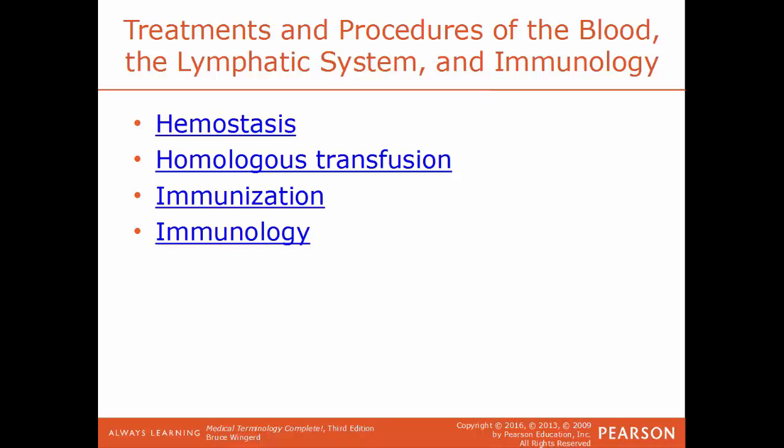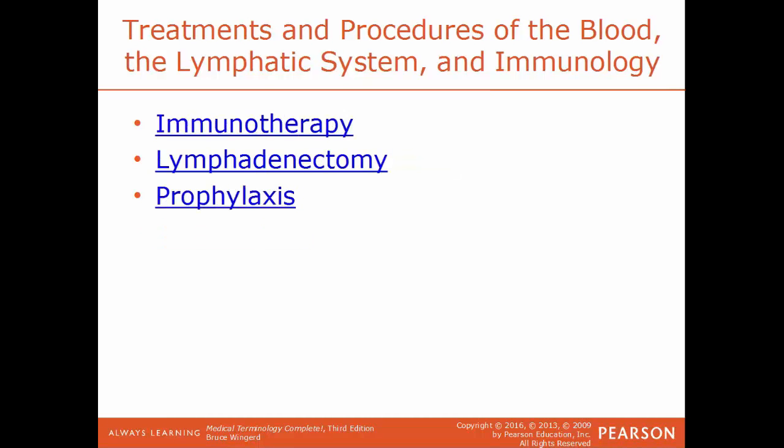Immunization, being vaccinated for diseases. And then immunology is the study of the immune system. Immunotherapy, this is the treatment of disease by giving substances that will stimulate your immune response. So basically, making it work faster than it normally would, making it work harder than it normally would, in order to combat a disease. Lymphadenectomy, also known as a lymph node dissection, is where you have the surgical removal of a lymph node.